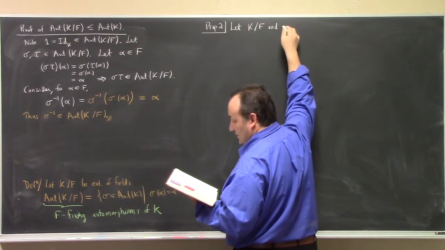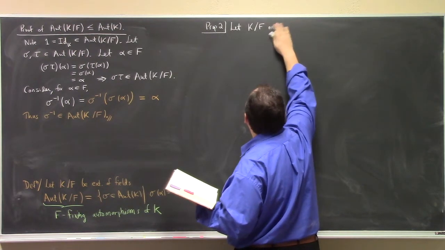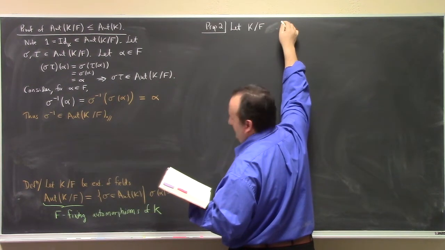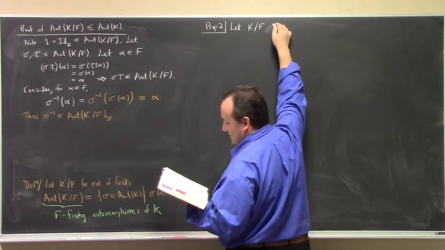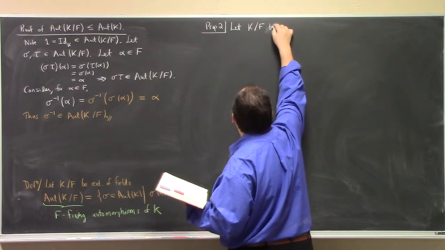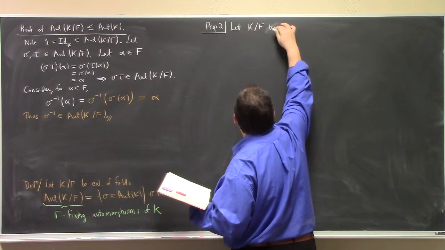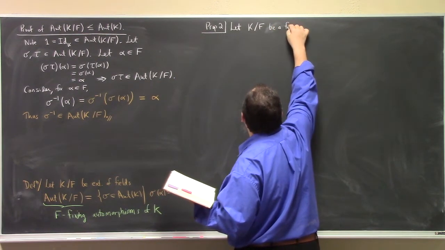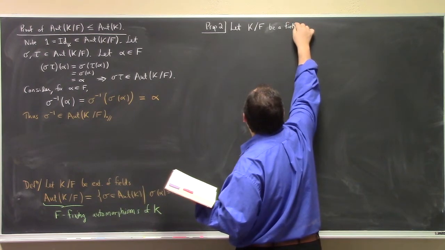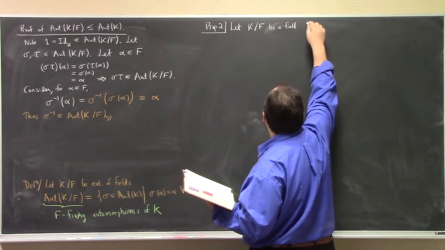Let's see here, K over F be a field extension. I believe that's true. Anyway, if it's not true, let me know. K over F be most likely a woman. Field extension, I don't really know. It could have been politics, I forget.